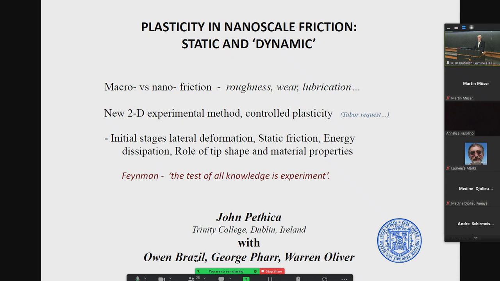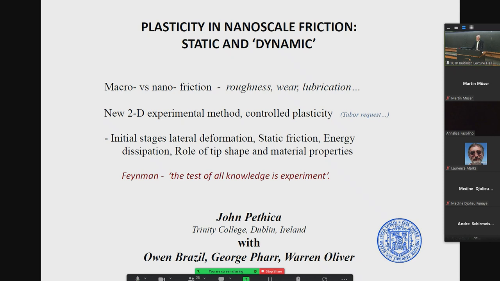And to do that, I want to talk about the phenomenon of plasticity and how it is relevant to tribology. And so what I really want to talk about is how you contrast macro and nano friction. And this brings in all these questions like roughness, wear, lubrication, and so forth, which are all there. But in addition, how do you control plasticity?